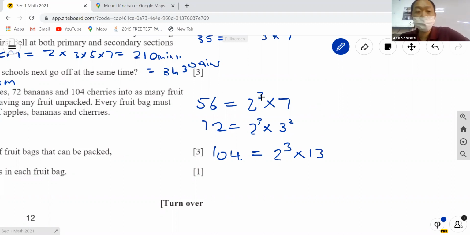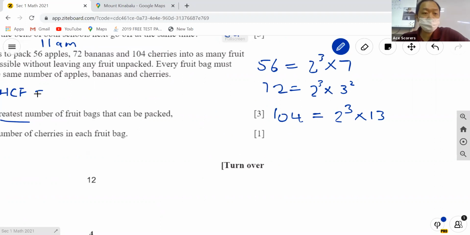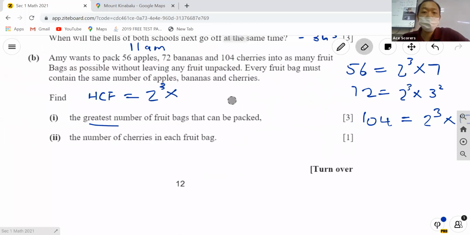How to choose the HCF? Choose the lowest power. Let's see, the lowest power is 2. Oh, they're all 2 cubed. So 2 cubed and 3. Wait, there's 3, but there's no 3 here. There's 7, no 7, 13. So that's all, 2 cubed. Got it? It's just 2 cubed, which equals 8. So the greatest number of fruit bags that can be packed is 8. You can only pack 8.